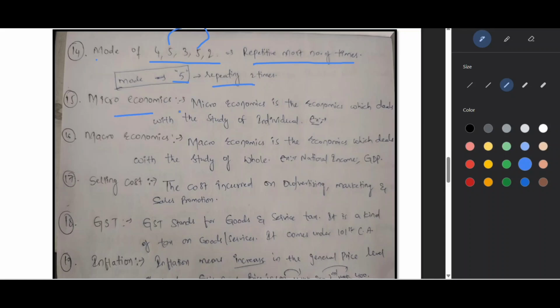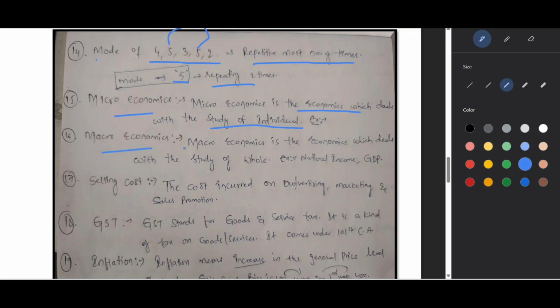Next, microeconomics. Microeconomics means what? It is the economics which deals with the study of individual. It means the economy which focuses on the individual person. The type of economics is called microeconomics. And the word micro means what? Small. That's why it is focused on individual person.